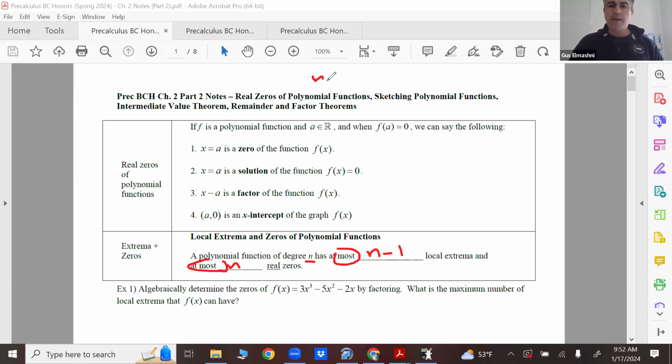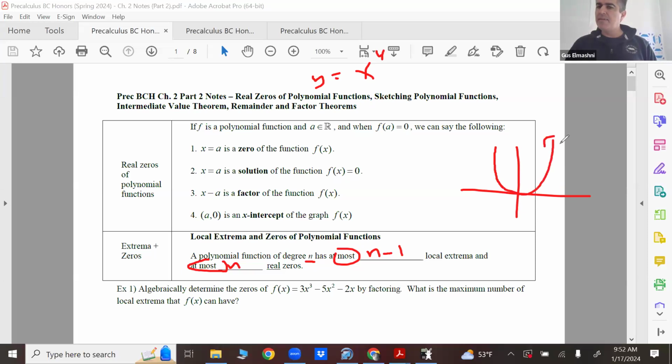So what if you have y equals x to the 4th power? Clearly the degree is 4, right? But if I graph it, how many extrema does it have? How many low points does it have, or high points? Just one, right?